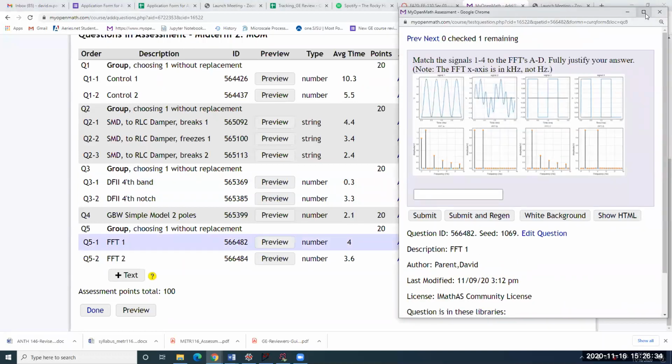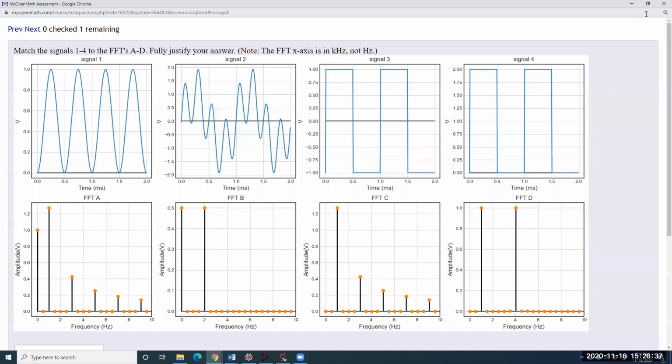I'm going to do this one first. So we have 4 different time functions, and then we have 4 different fast Fourier transforms.